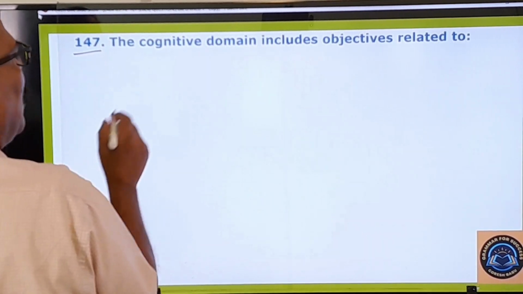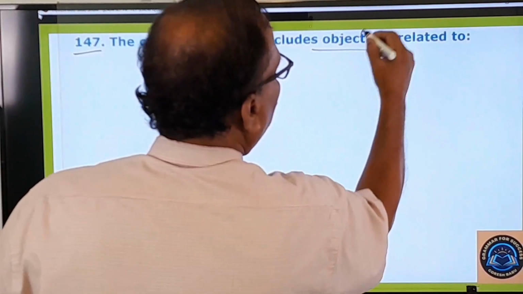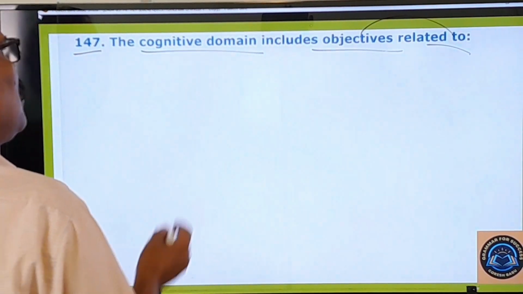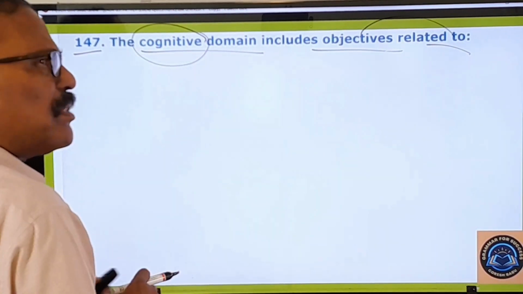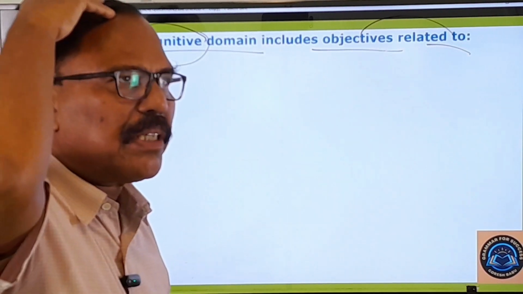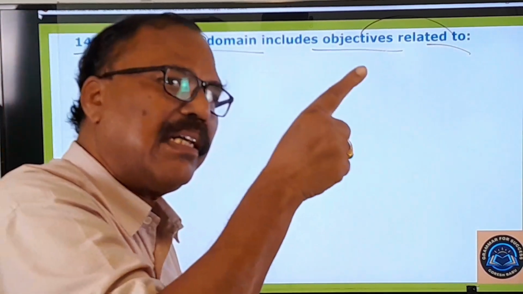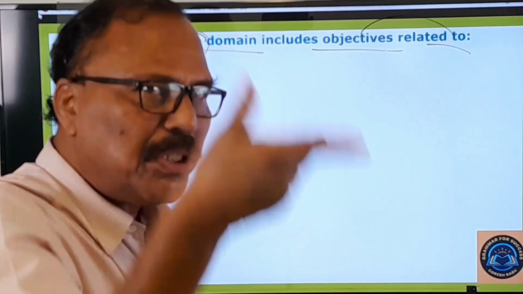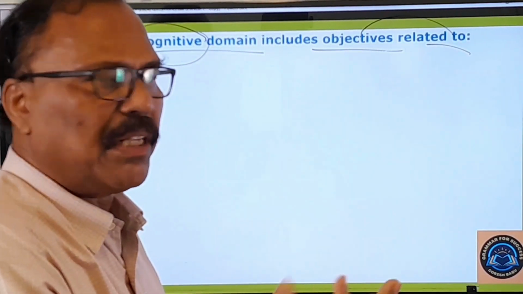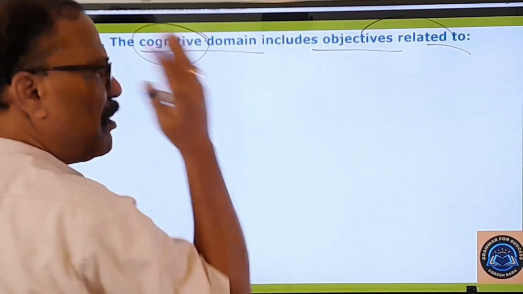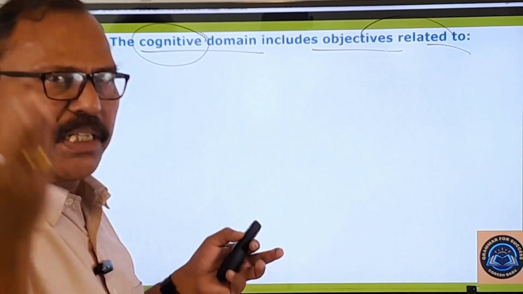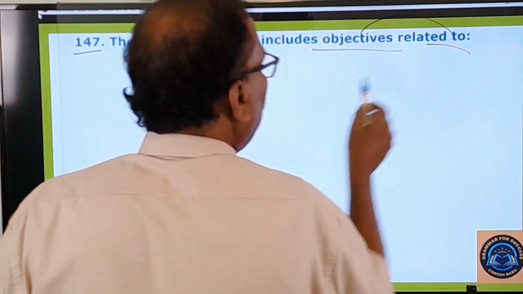147th question. The cognitive domain includes objectives related to what? So what does cognitive mean? Cognitive means pertaining to intellectual activity such as thinking, reasoning, remembering. That's called cognitive. That's the dictionary meaning. Cognitive domain means pertaining to intellectual abilities. That is all the meaning. So it includes objectives related to what?